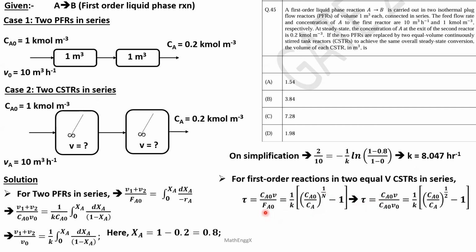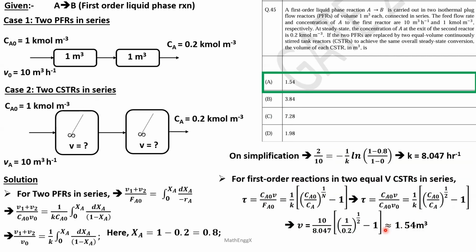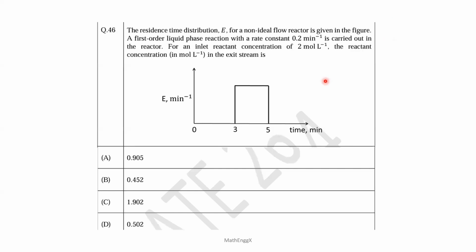Now, expanding Fa naught as Ca naught into V naught and substituting the value of capital N as 2, we get this expression. Further, on substituting the values of Ca naught, V naught, and rate constant, as well as the number of reactors in series, capital N, we get the volume of the reactor as 1.54 meter cube. So hence the right option to this question is option A, 1.54 meter cube. Let's move on to the next question.